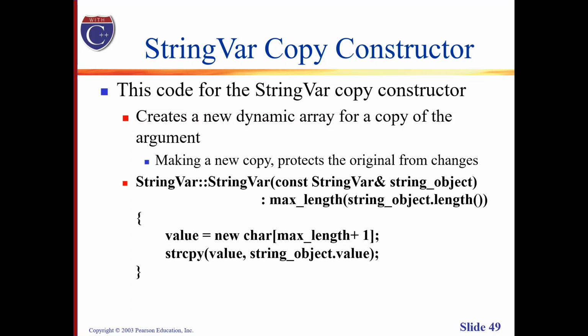As shown in this code, it creates a new dynamic array which is intended to be a copy of the original argument. Thus, it protects the original from whatever changes that might happen during the program execution, especially within the function in which a pointer variable was involved.